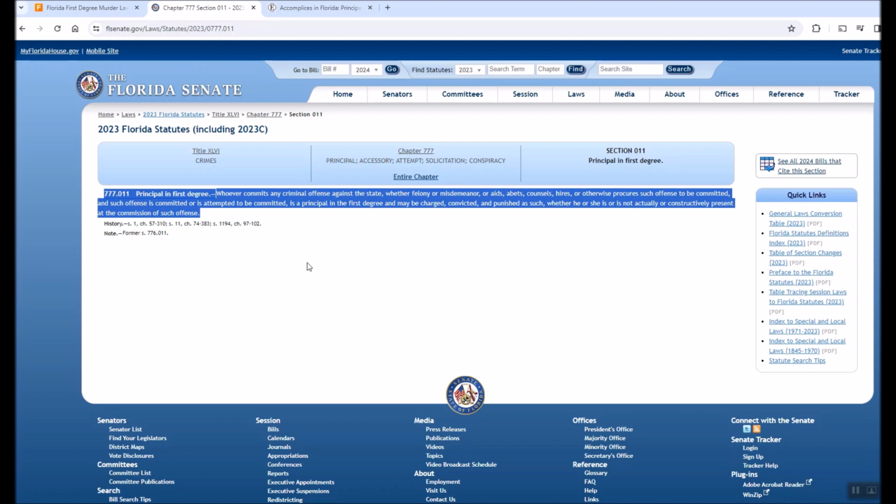Whoever commits any criminal offense against the state, whether felony or misdemeanor, or aids, abets, counsels, hires, or otherwise procures such offense to be committed, and such offense is committed or is attempted to be committed, is a principal in the first degree and may be charged, convicted, and punished as such, whether he or she is or is not actually or constructively present at the commission of such offense. So there, that is the law.